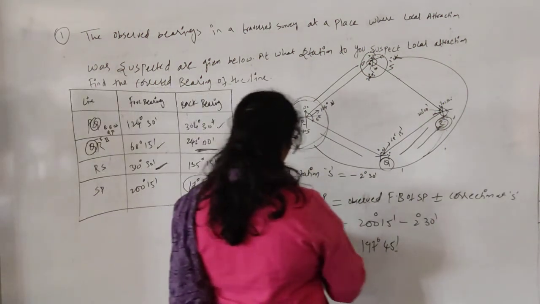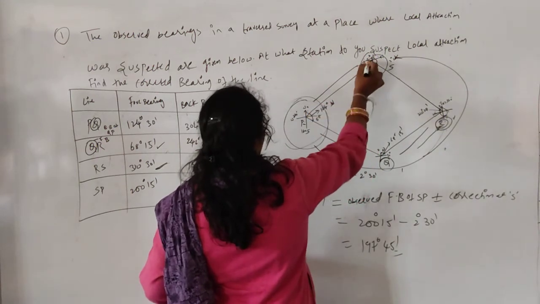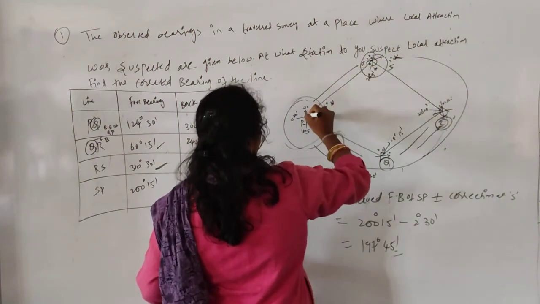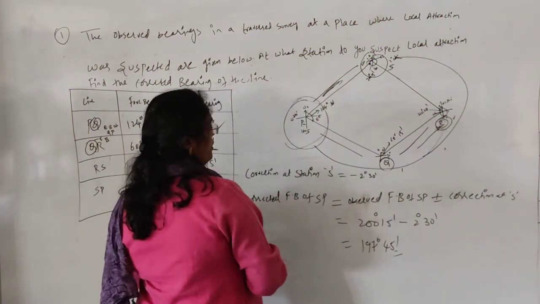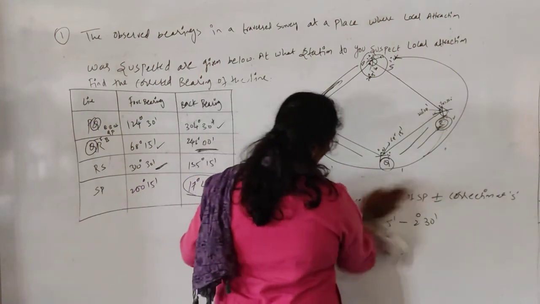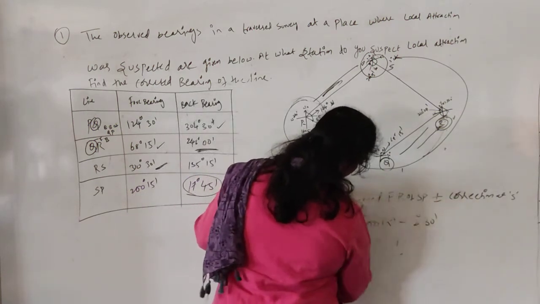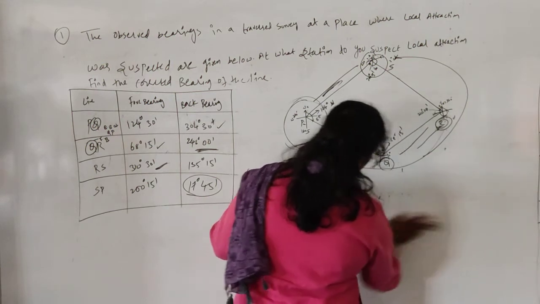Why am I going for the check? From S to P, if you are checking, this station is free from the local attraction, right? I have already told you. Now we need to check whether whatever you have done is correct or wrong. Here 197 degrees 45 minutes is your corrected forebearing of SP.